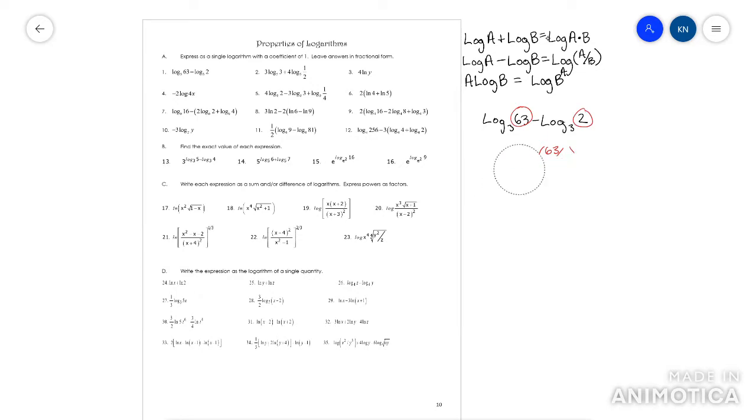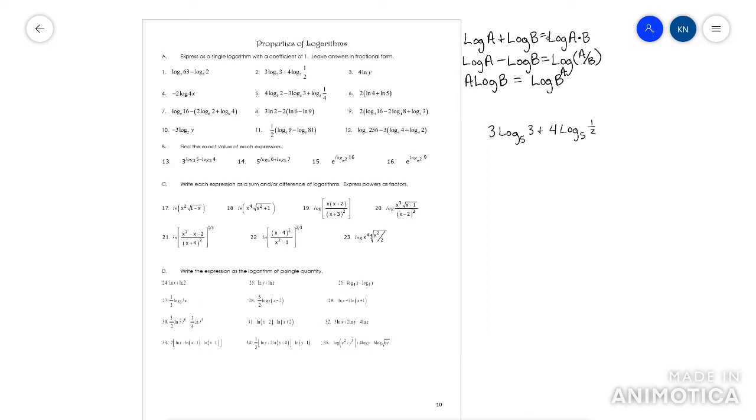Okay, let's look at another. The next one's a log plus a log. So we're going to be using the first rule here. So number 2, we're going to be using this rule. But there's a couple things going on. So we have 3 log base 5 of 3 plus 4 log base 5 of 1/2.